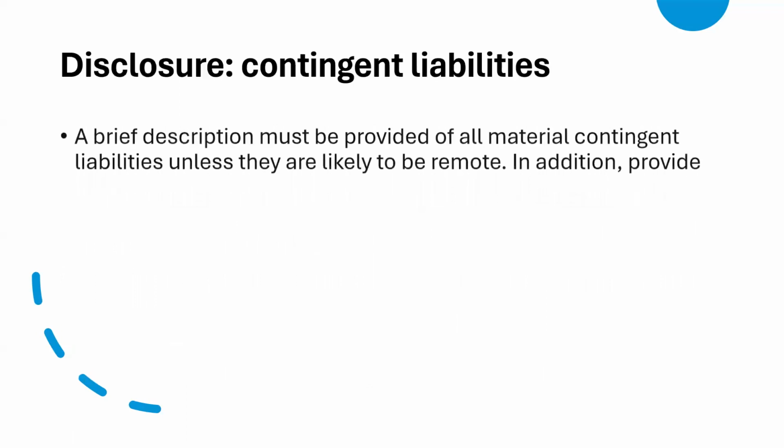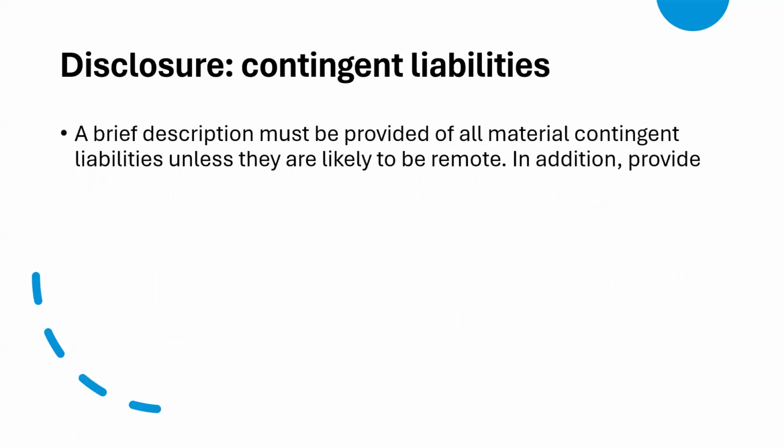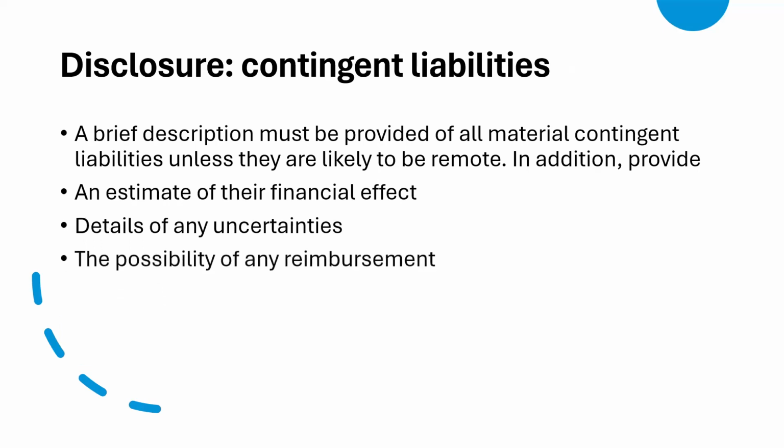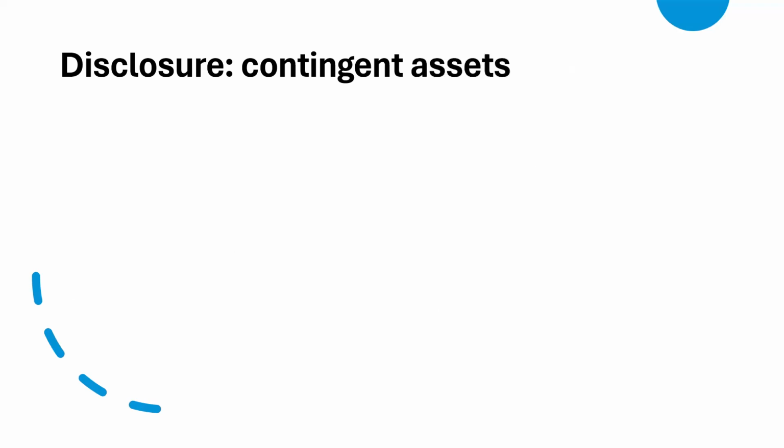How should contingent liabilities be disclosed? A brief description must be provided for all material contingent liabilities unless they are likely to be remote. In addition, you need to provide an estimate of their financial impact on the financial statements and details of any uncertainties that may arise. Okay? And the possibility of any reimbursement if need be.